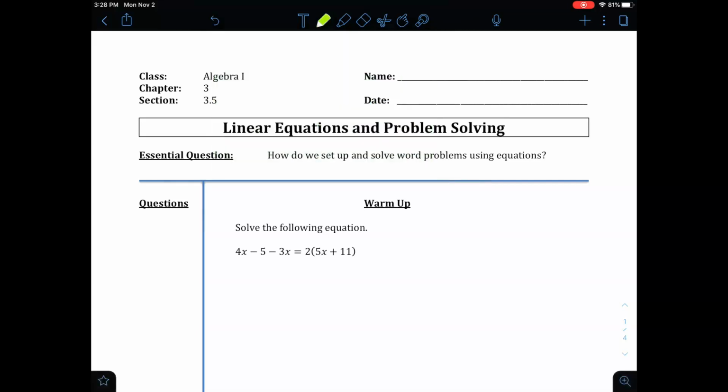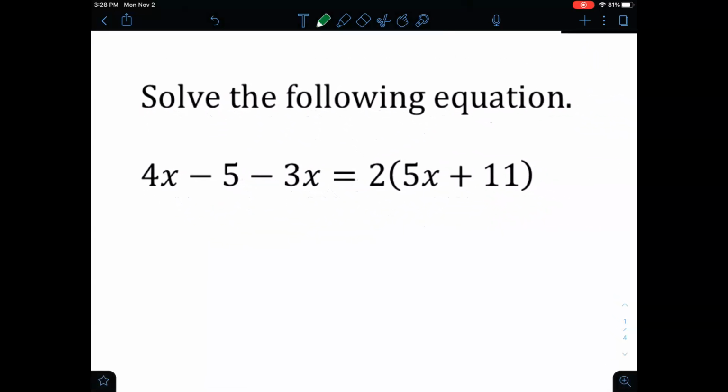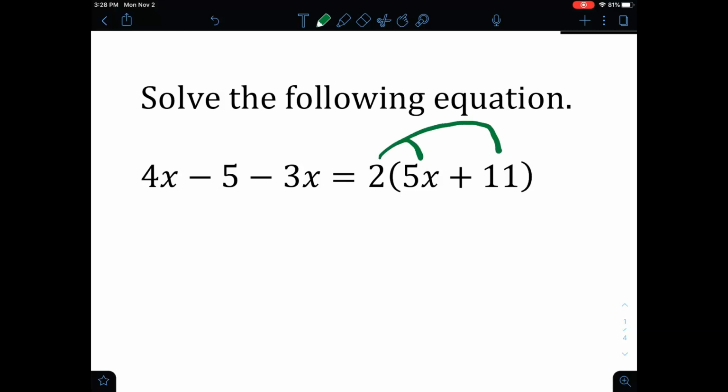Alright, welcome back. Let's go ahead and solve this. We have 4x minus 5 minus 3x equal to 2 times the quantity of 5x plus 11. What's the first step whenever we're solving that I've been teaching you? Starts with a D. We need to simplify, which means we need to distribute. We need to distribute here first.